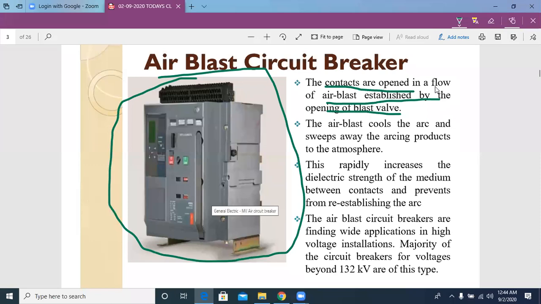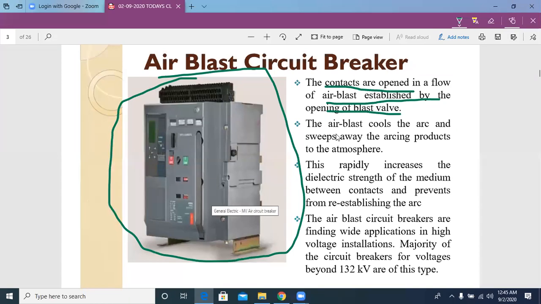we place pressurized air in a reservoir, and at normal condition, that reservoir valve is closed. When the arc is initiated, automatically the valve of the reservoir is opened because of some action. When the valve is open, automatically pressurized air goes to the arc path. Okay, so that is the thing that happens. When the contacts are opened, a flow of air blast is established by the opening of the blast valve.